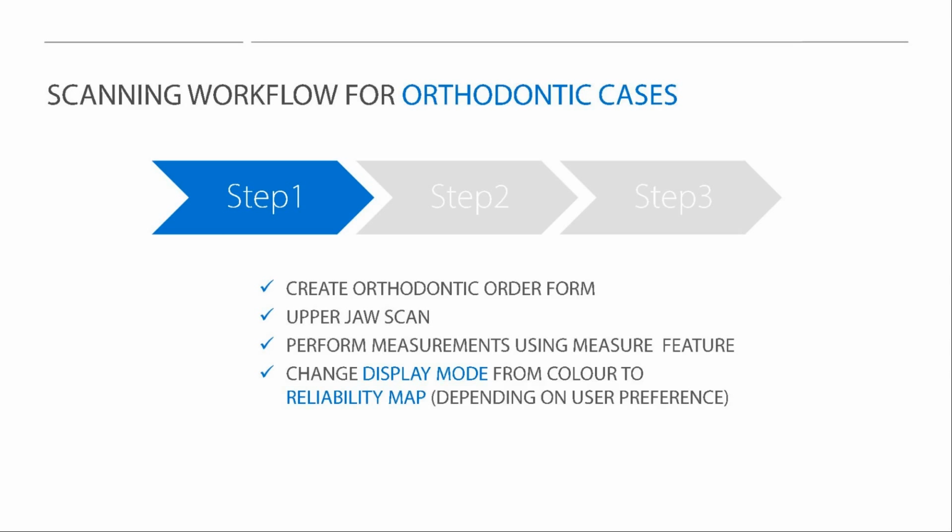We have also to scan the upper jaw in this step. You can perform your measurements, you can take your screenshots, etc. And also, before you proceed, you can change the display mode from color to reliability map, which I will show you later, in order for you to check if your data are reliable or not. So in case you would like to perform additional scans, you are able to do it.